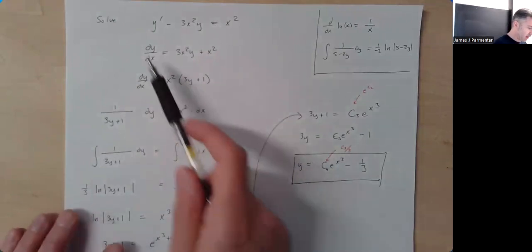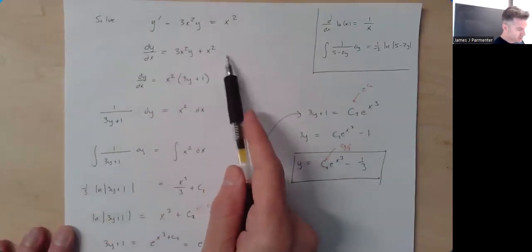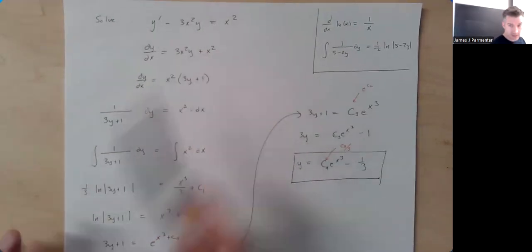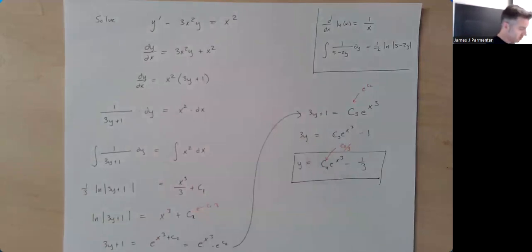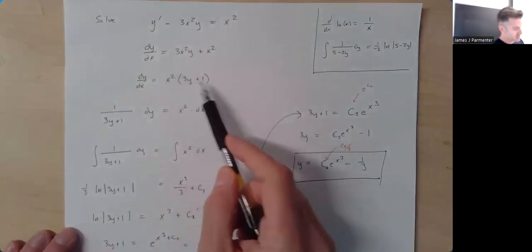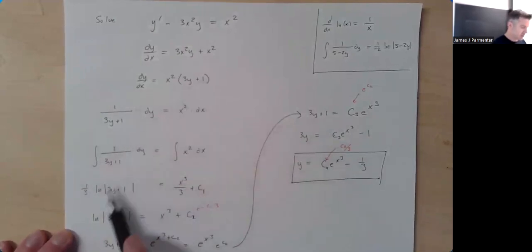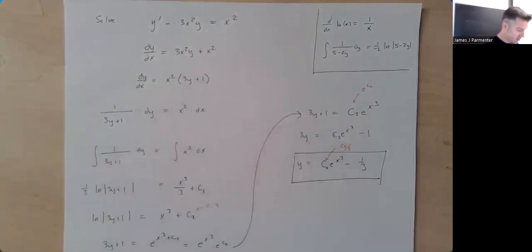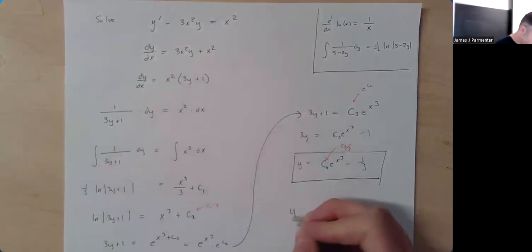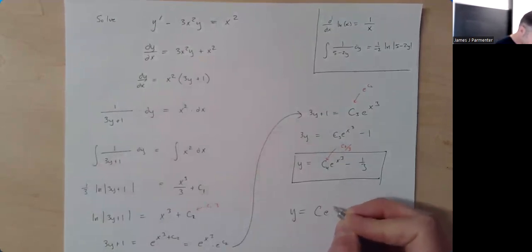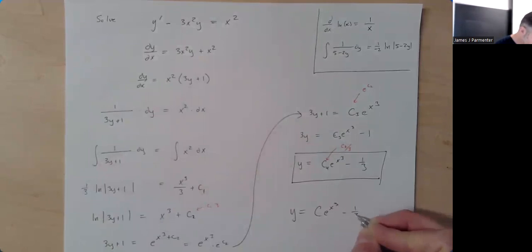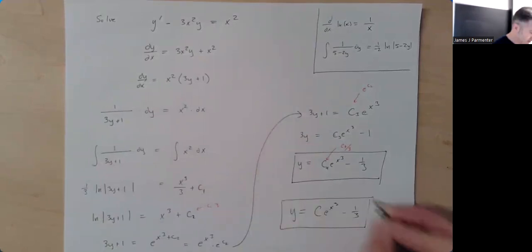So we brought everything to the right-hand side. We observed that we could essentially separate the x's from the y's, right? We could multiply x squared times 3y plus 1. Then we brought the x's to the right, the y's to the left. We integrated both sides. We did all the solving stuff. And we finally ended up with the solution of y equal to a constant times e to the x cubed minus 1/3. Just as a reminder.